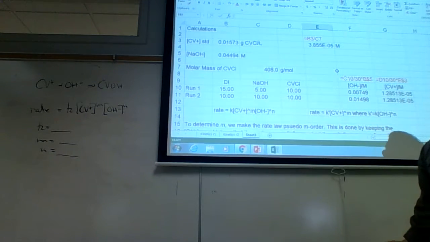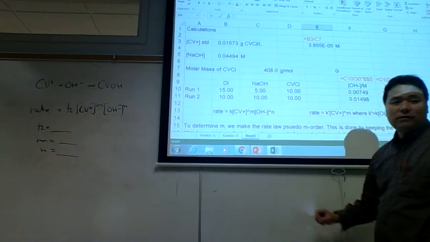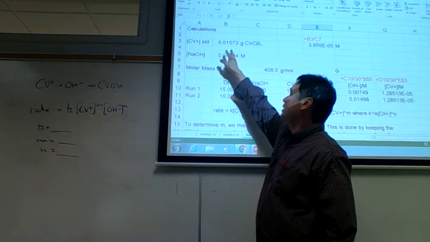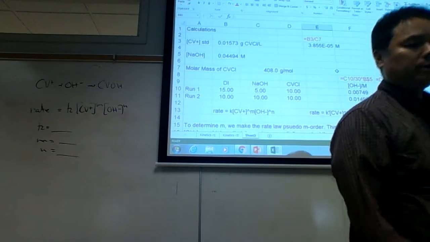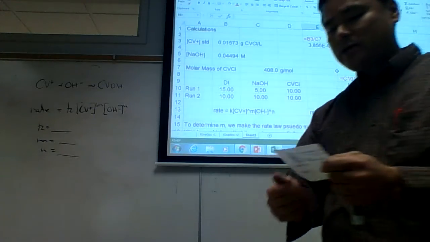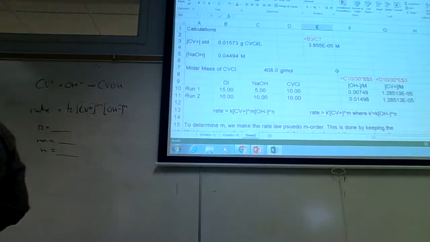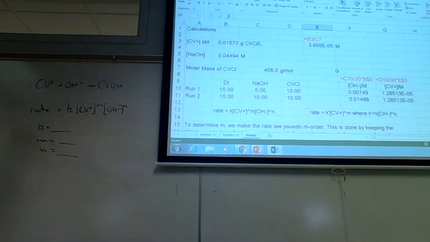These are the calculations. And so first off, we need the concentration for crystal violet standard. The concentration for the crystal violet standard is not what's given on this sheet. The crystal violet concentration, this is different units. It's 0.1596 grams per liter.